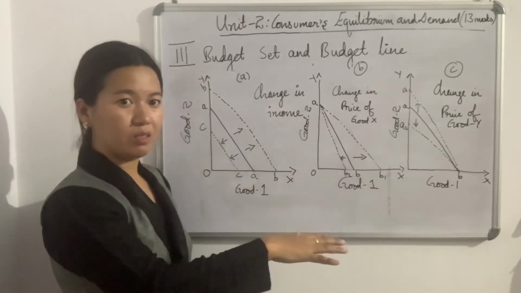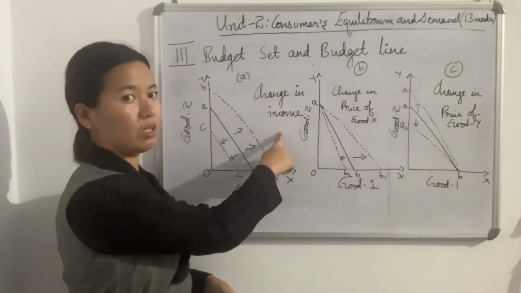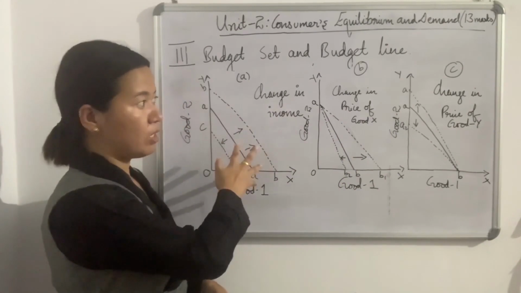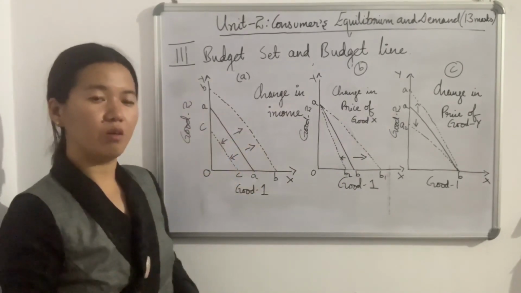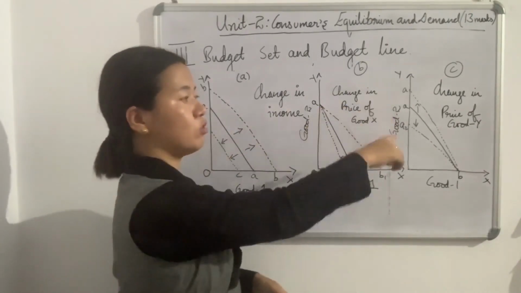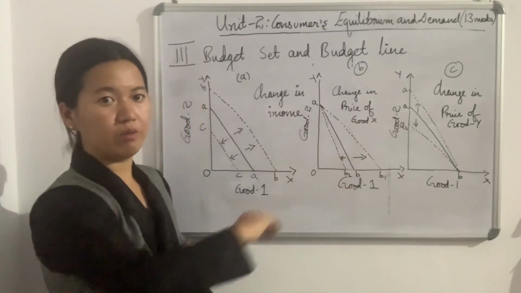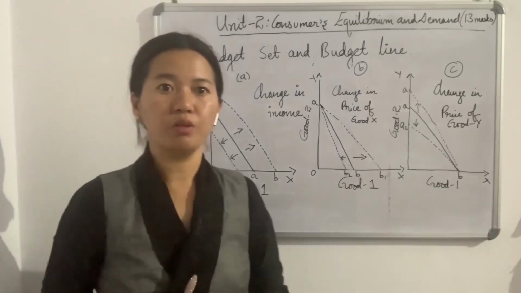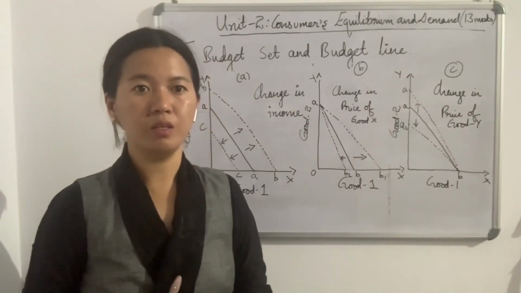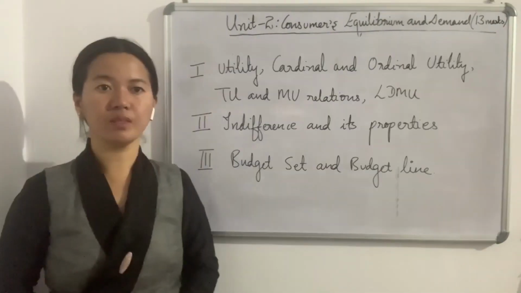So all other things remaining constant, when there is a change in income, your budget line will shift. And when all other things remain constant, when there is a change in prices of the two goods, your budget line will rotate outward or inward. So this is the last concept in your second session.